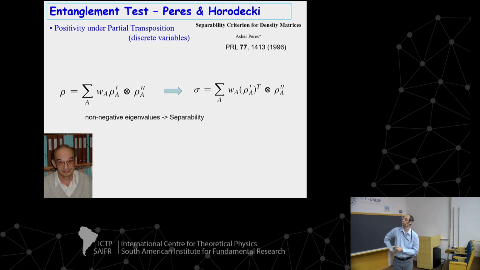They proposed this separability criterion for density matrices. In this case, they're operating with 2 matrices. They are involving qubits in one side and the other, so 2-level systems. So you say that you have a matrix that's written like that. That's the definition of a separable state.